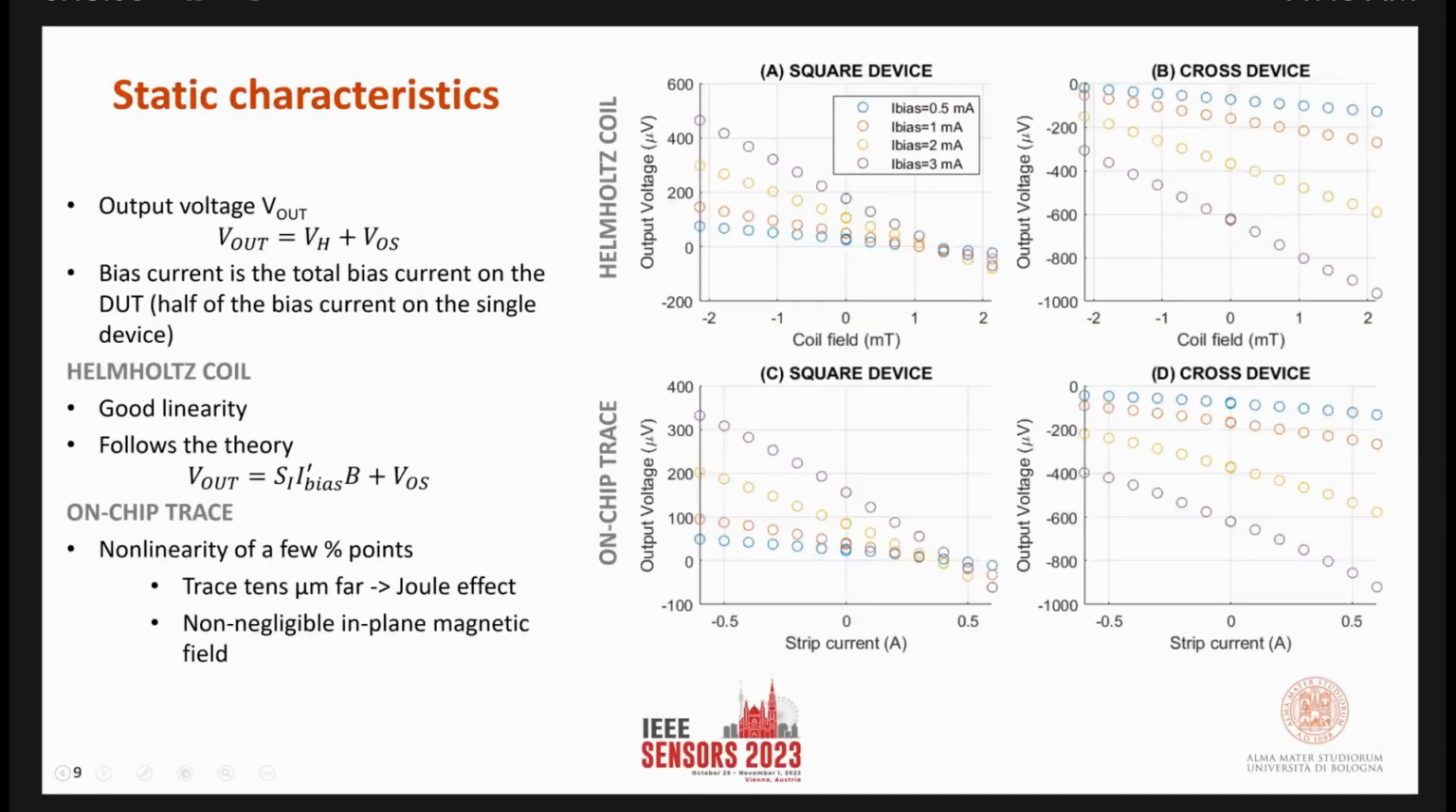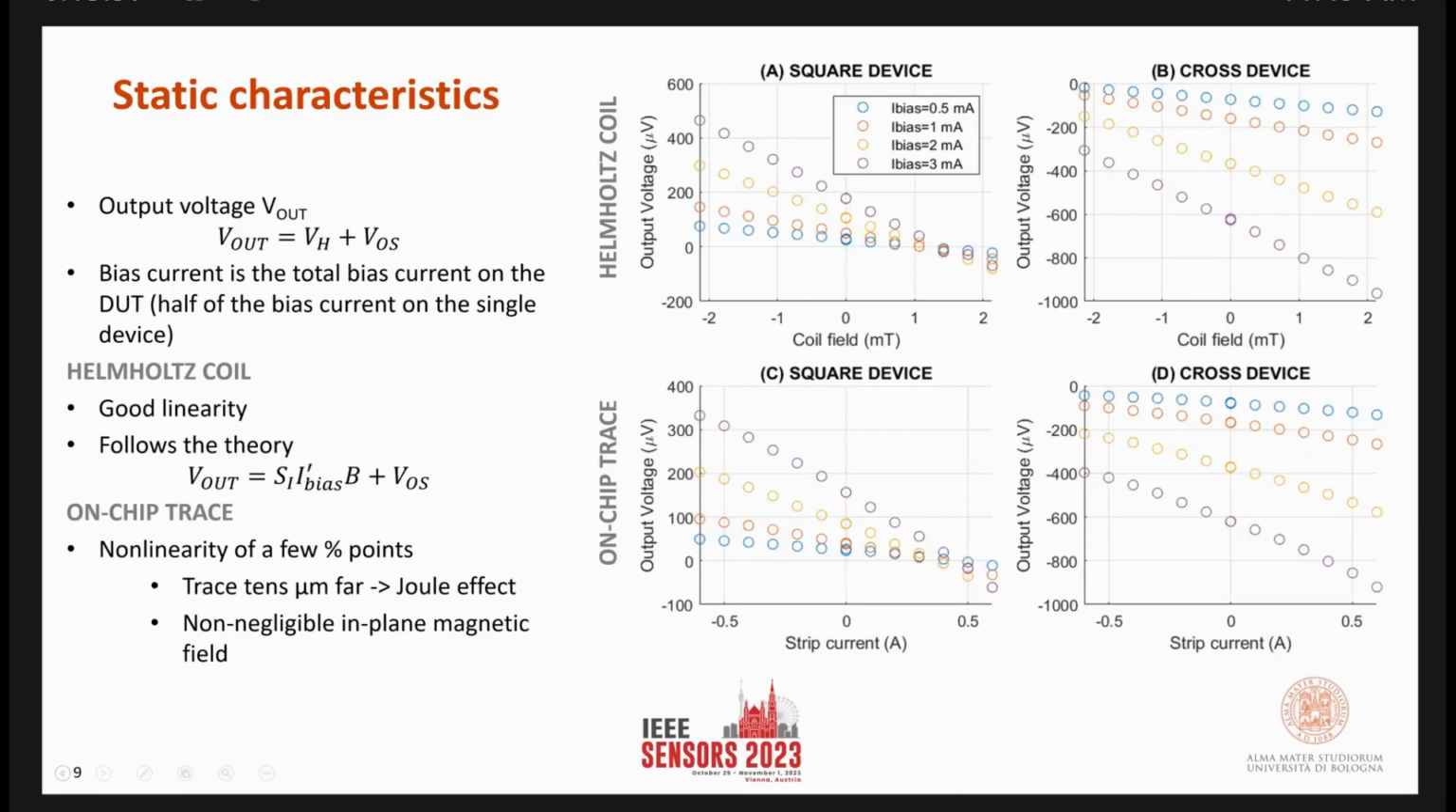Okay, we made the static characteristics for both devices, square and cross, at 4 different bias currents from 500 microamps to 3 milliamps. And we did the characterization using the on-chip trace and the Helmholtz coil. Obviously, what we measured and what we show here in these plots is the output voltage. So we have the Hall effect voltage plus the offset.